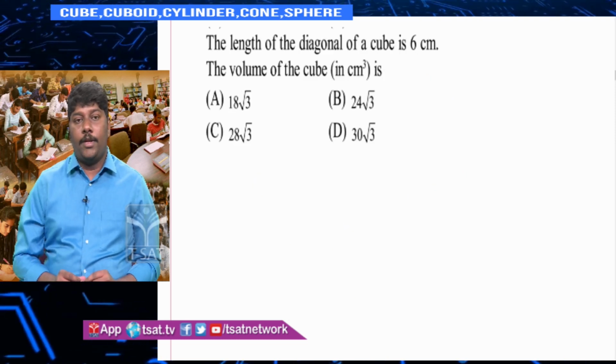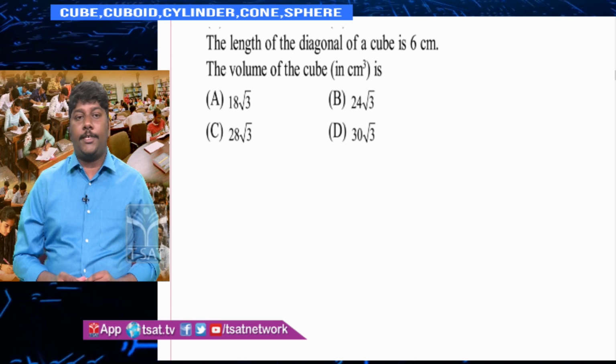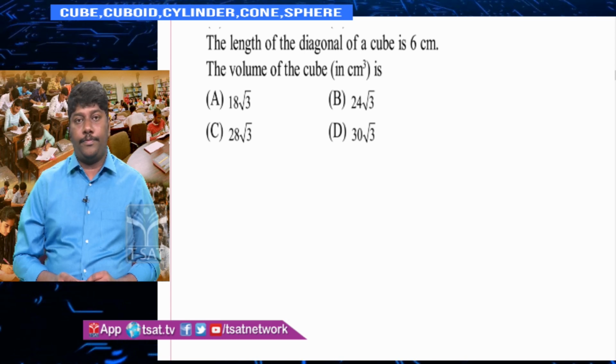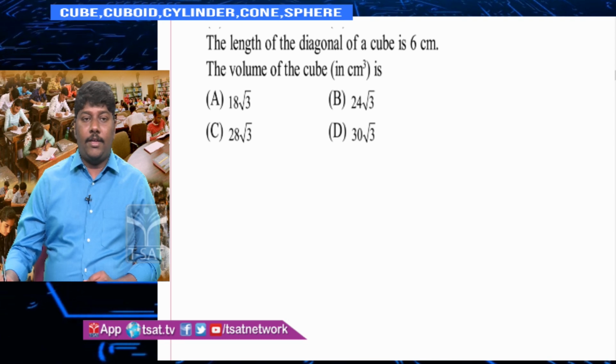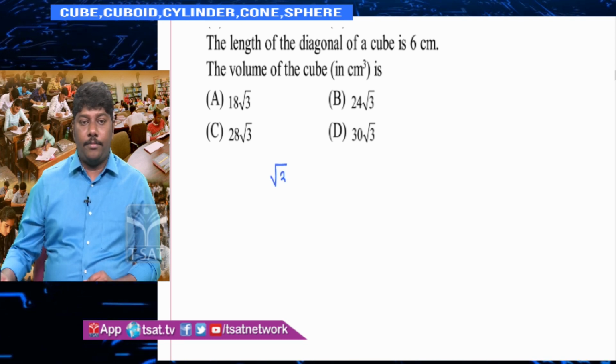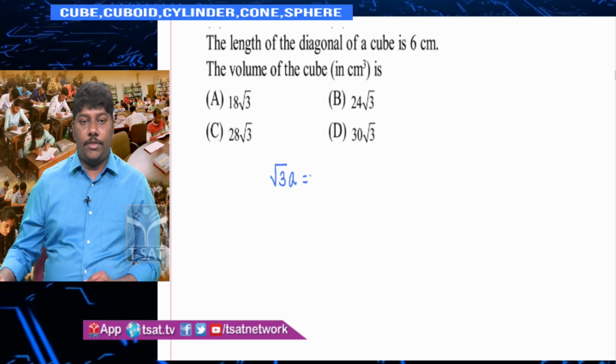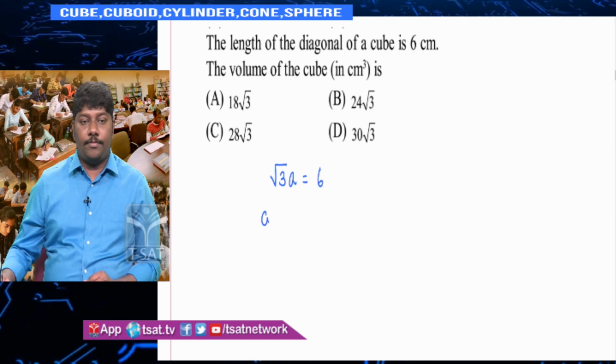Now look at here. The length of the diagonal of the cube is 6 centimeter, the volume of the cube. So diagonal root 3a is equals to 6. Cube on both sides.